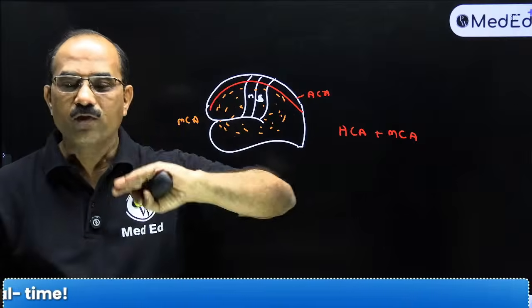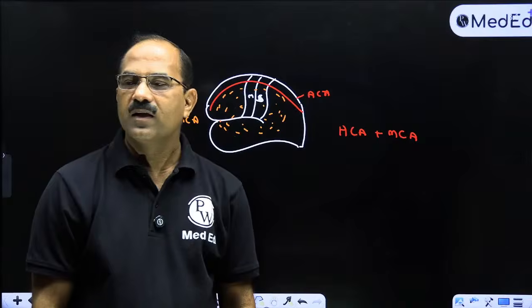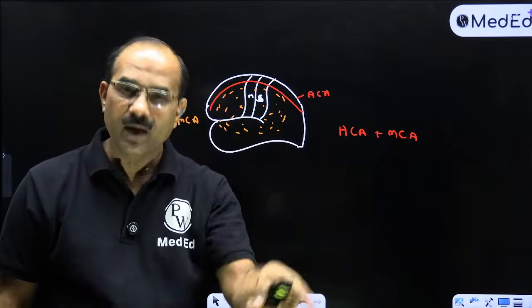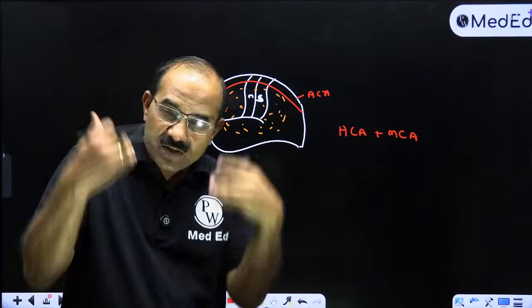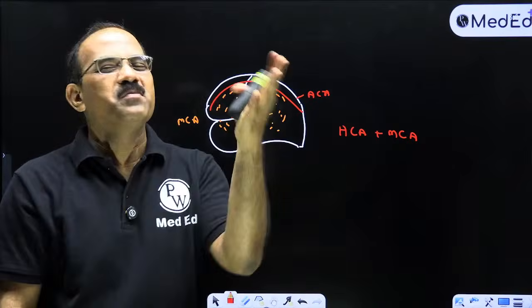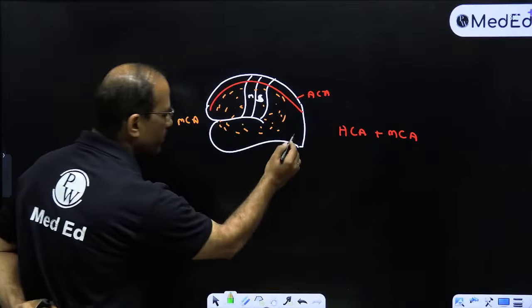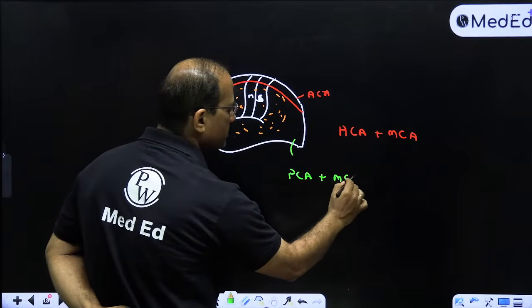And the blood supply of the occipital lobe, the visual cortex, it's ACA and MCA, remember that. Generally we say the blood supply to the occipital lobe is the posterior cerebral artery, right? But again, two arteries supply the occipital lobe. The occipital lobe is supplied by the posterior cerebral artery plus the middle cerebral artery.